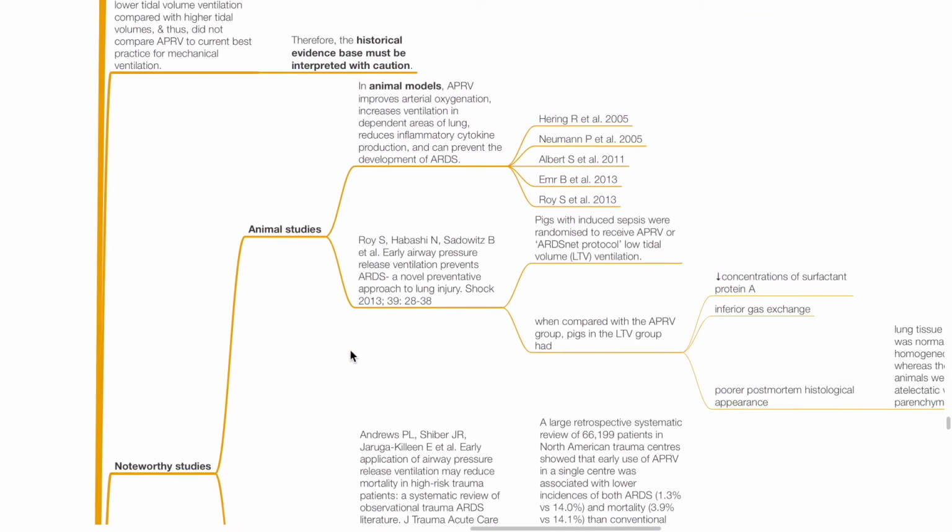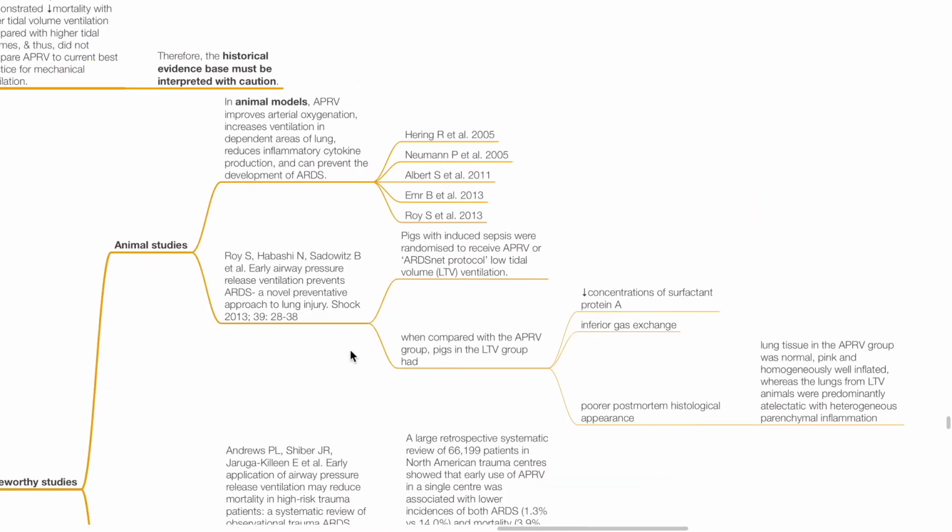Noteworthy studies. In animal models, APRV improves arterial oxygenation, increases ventilation-independent areas of the lung, reduces inflammatory cytokine production, and can prevent the development of ARDS. Studies that have shown this include Herring R. et al. in 2005, Newman P. et al. 2005, Albert S. et al. 2011, Emmer B. et al. 2013, and Roy S. et al. 2013.